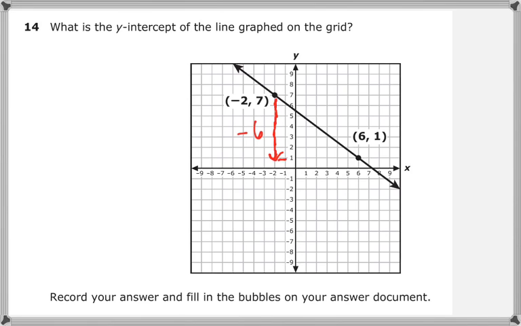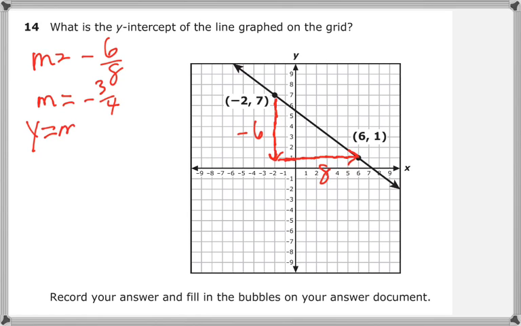Now let's do our run. Here we have 1, 2, 3, 4, 5, 6, 7, 8. So our run is 8 units. Our slope equals negative 6/8, which can be reduced to negative 3/4.